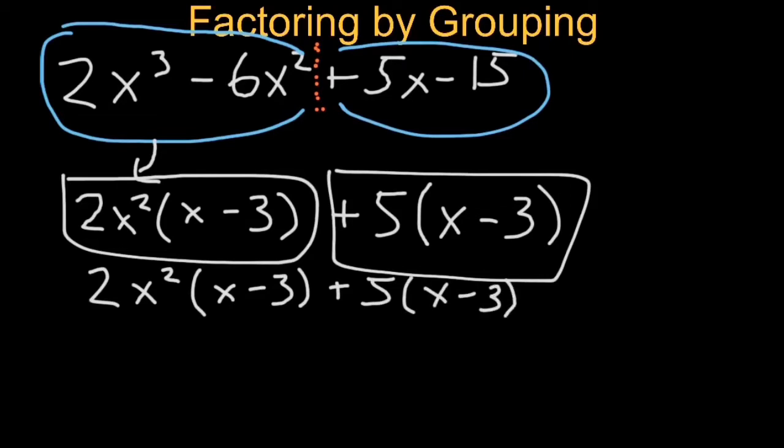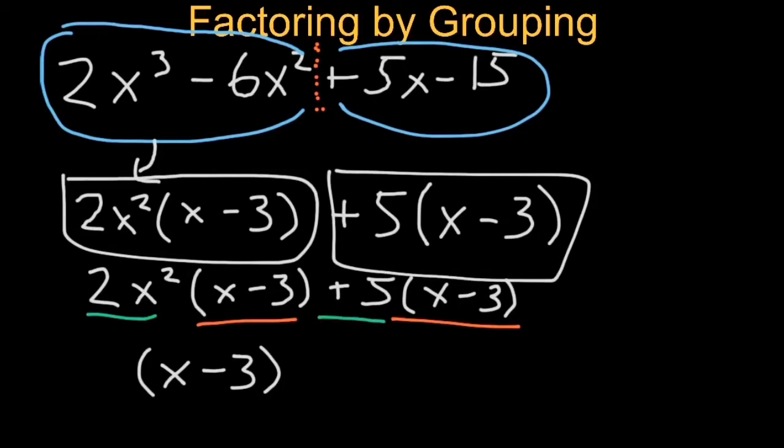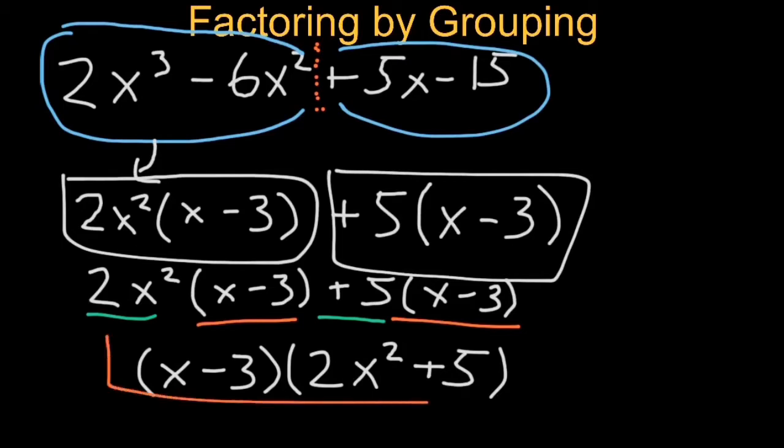So what can we factor out of this? Well, we have something in common. We have x minus 3 on both sides. So we can take out an x minus 3. When we do that, we're left with x minus 3 in one bracket. And all we're left with here is 2x squared and positive 5. So the other bracket would just be 2x squared plus 5. And this would be our final answer.